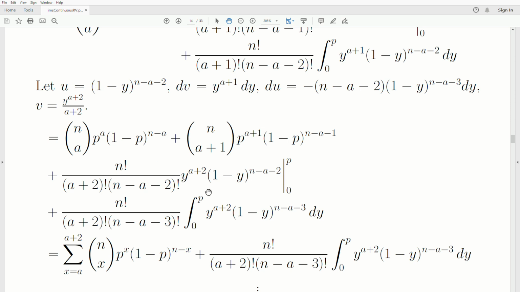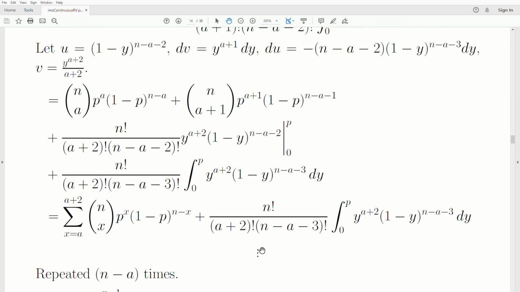Evaluated at 0 goes away. Evaluated at P. Now, to do that, these first 3 terms, we're just going to put in a sum, right? And x goes from a to a plus 2. And we get these 3 terms. And then this 1, 2, 3, 4, the fourth term in this equation becomes over here.